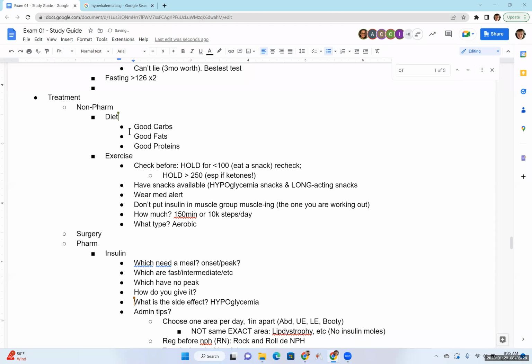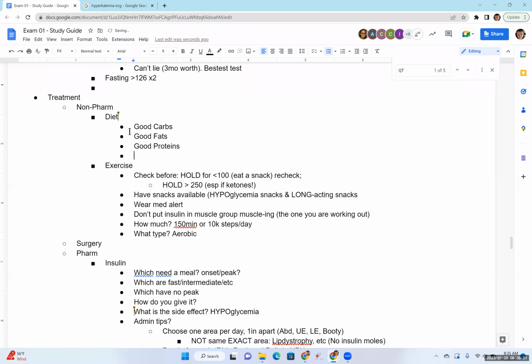So what kind of diets do they like? You've got keto, plant-based. Plant-based is preferred. Plant-based, Mediterranean hasn't been disproven since like the early 2000s. And keto, well, that may put them in ketoacidosis. They have to be careful, measuring the ketones and all the other fun stuff. So good carbs, good fats, good proteins. You should know what that means. I give you a lot of examples on the slides.